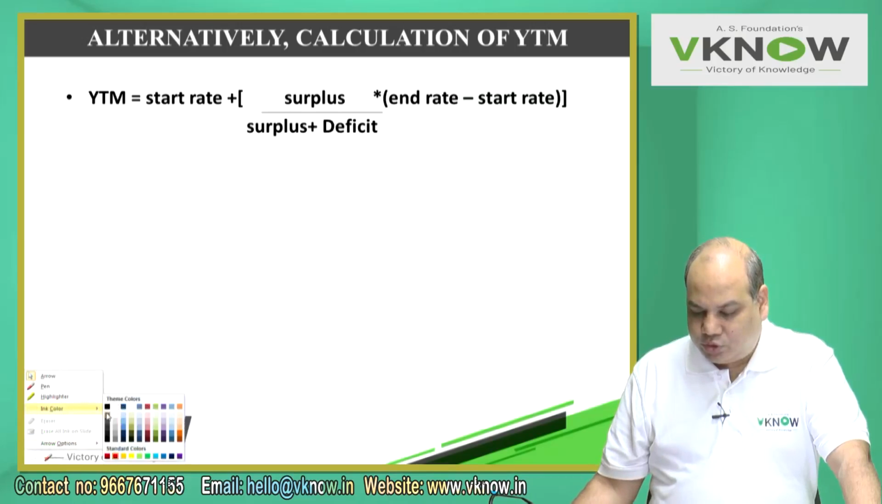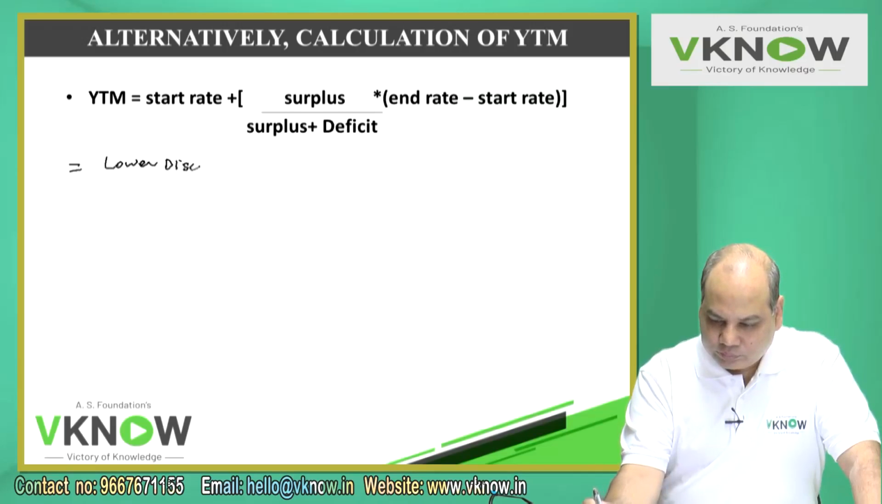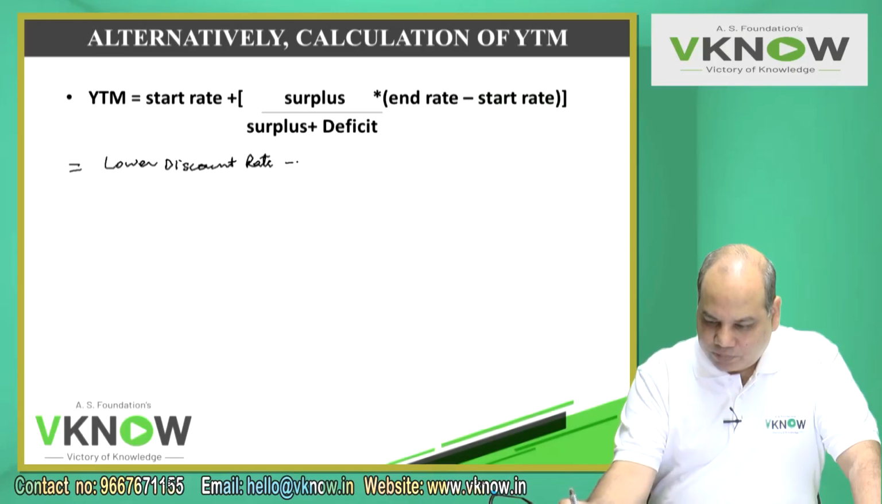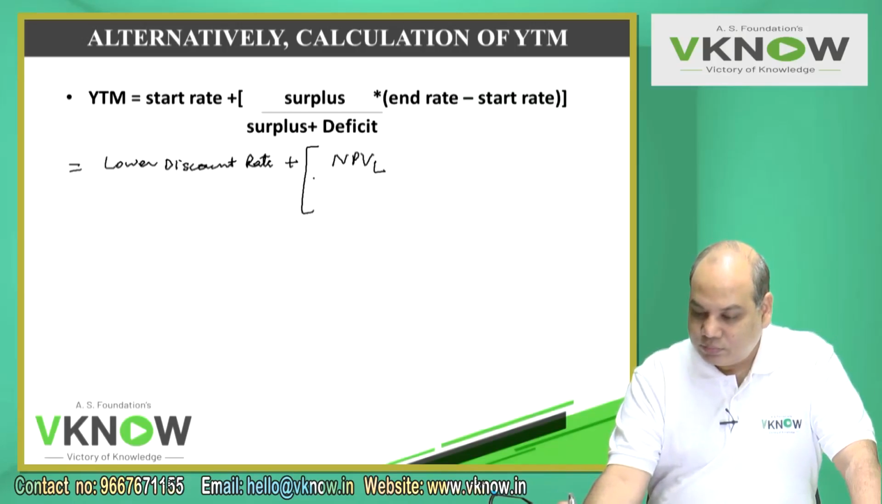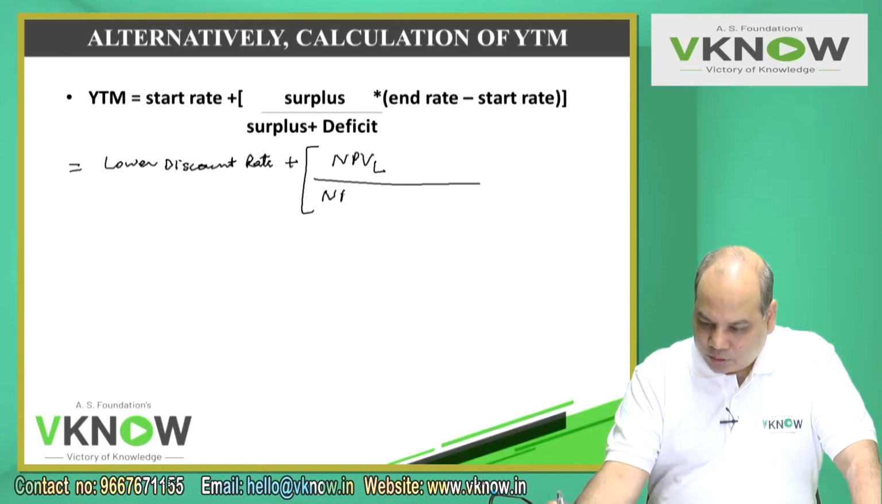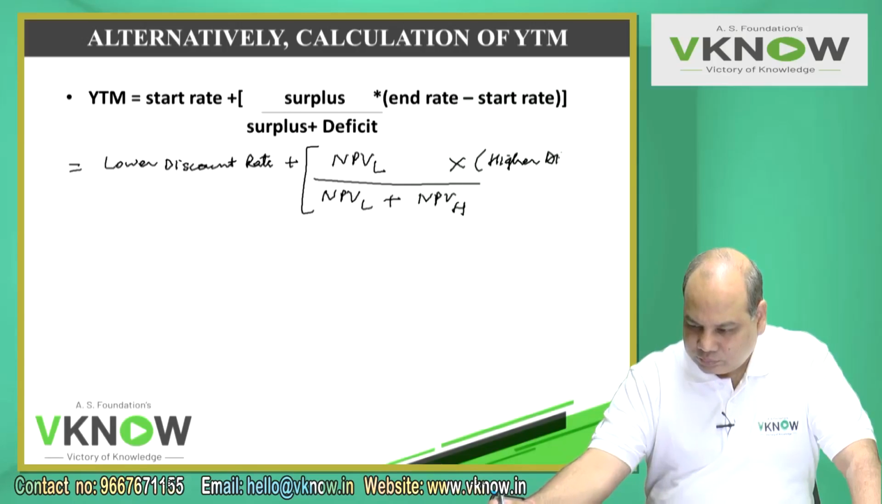In some books they write like this also. That also, if you know, you can write: lower discount rate plus NPV at lower discount rate upon NPV at lower discount rate plus NPV at higher discount rate, and then into higher discount rate minus lower discount rate.